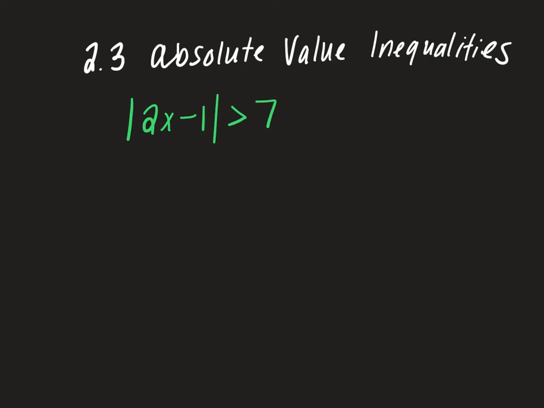So to do this, we're still just going to do it the same way we did the equations. We're going to do one with the positive and then one with the negative. So we'll have two inequalities. The first one is 2x minus 1 is greater than 7. Then the other one we have 2x minus 1 is less than negative 7. So when you do the negative one, you have to flip the inequality sign.